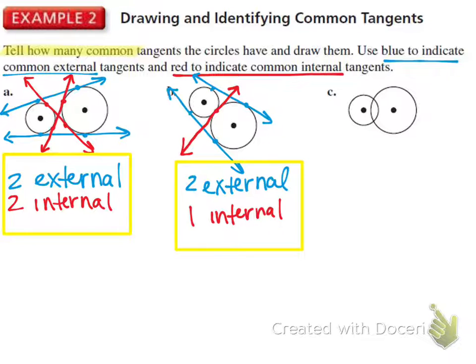Letter C, how many external are there? 2 again. So 2 external.